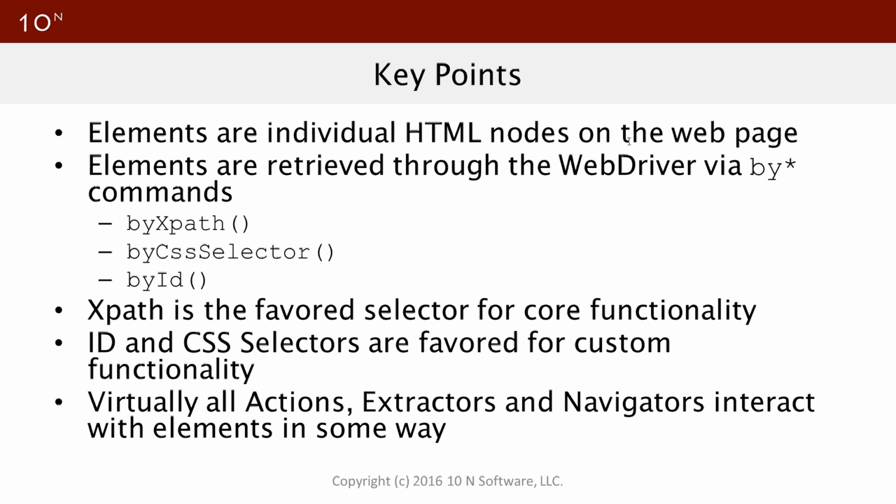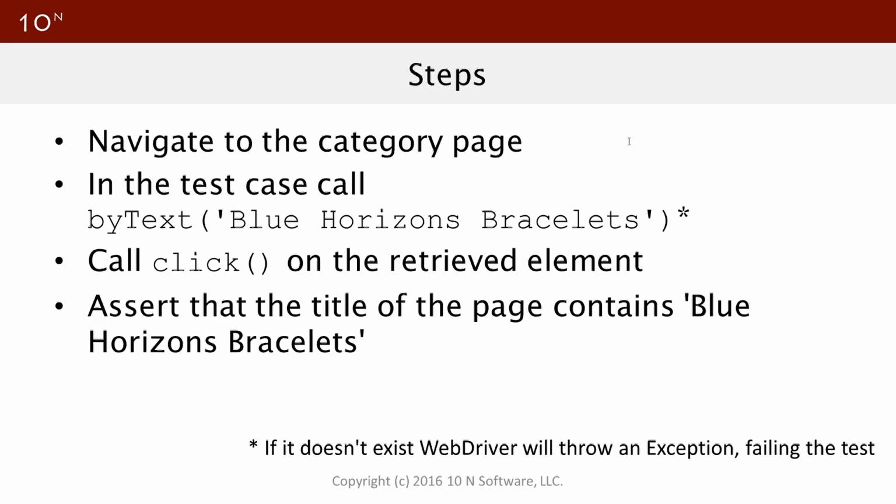Now, if you're going to be making a change inside of one of the themes, you're still going to have to follow the XPath rule. But for your own functionality in the test cases themselves, you can use IDs and CSS selectors. Virtually every action, extractor, navigator, almost any component in Magium is going to interact with these individual elements in some way. So here are the steps for exercise number 6, working with elements.